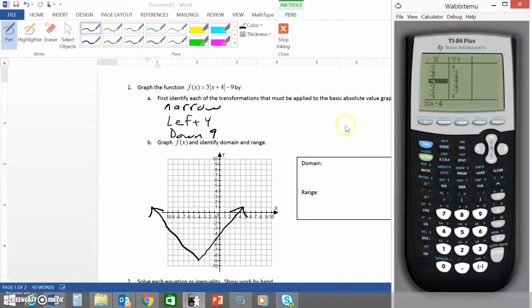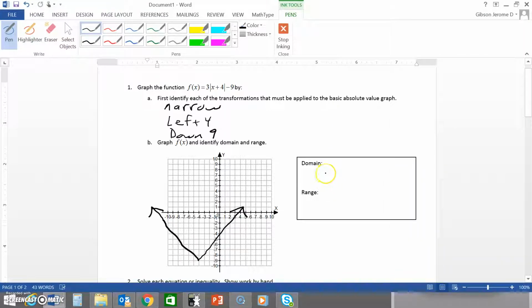Okay, so now our domain. We know that there is no restrictions on our domain, so it'll be from -infinity to infinity. Our range, we know with our vertex, the lowest value that our range could be, which would be our y, would be -9. And we would have a bracket. It goes from -9, and you notice it's going up, so it's going to infinity.